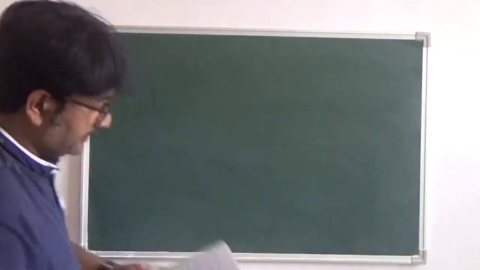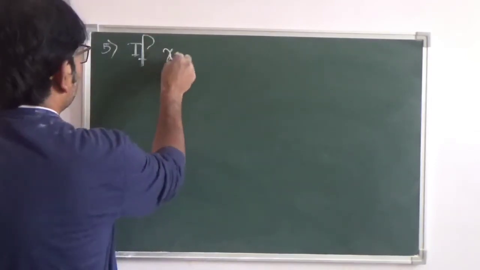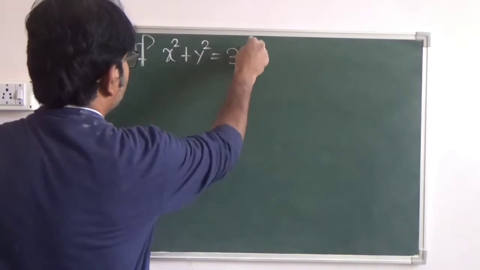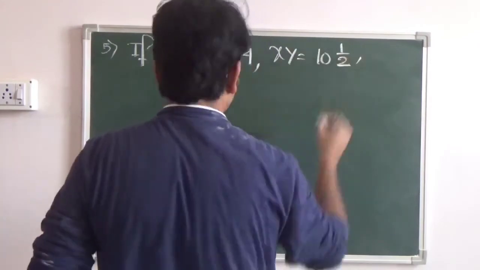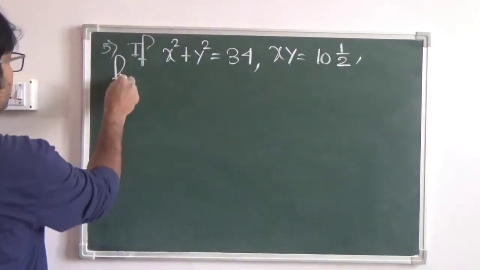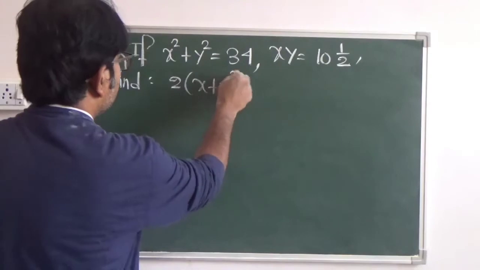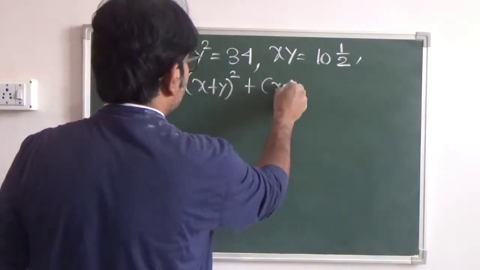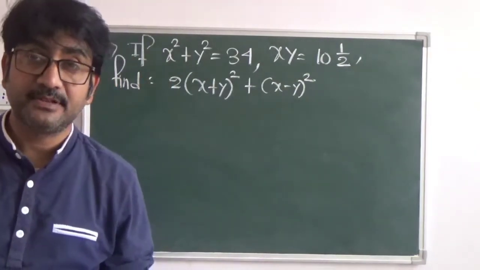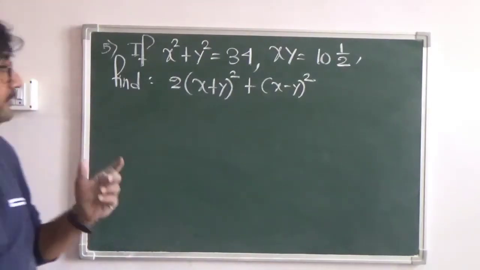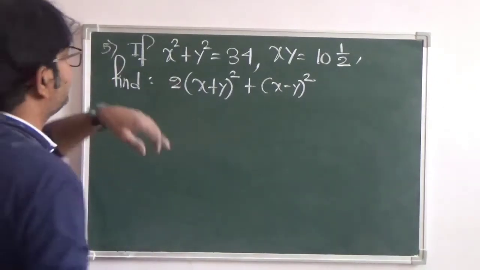Next is number 5. If x square plus y square equals 34, xy equals 21 by 2, find the value of 2 into x plus y square plus x minus y square. So you have to find x plus y and x minus y, but anyway, we cannot go by that, at least twice of it.